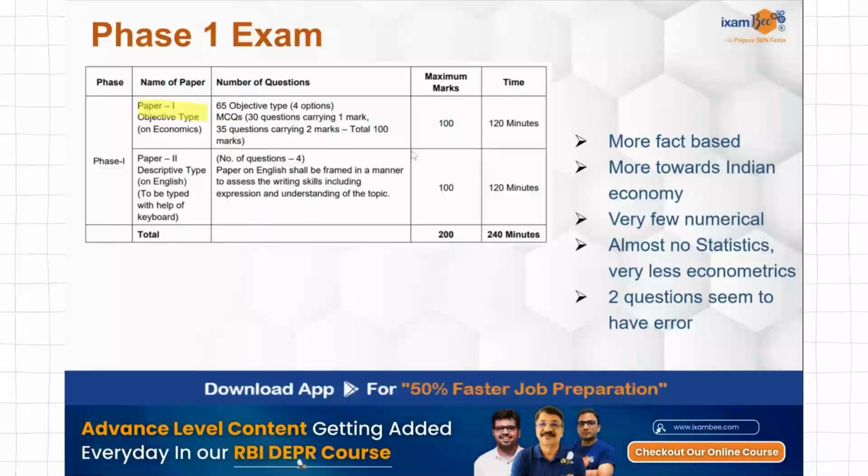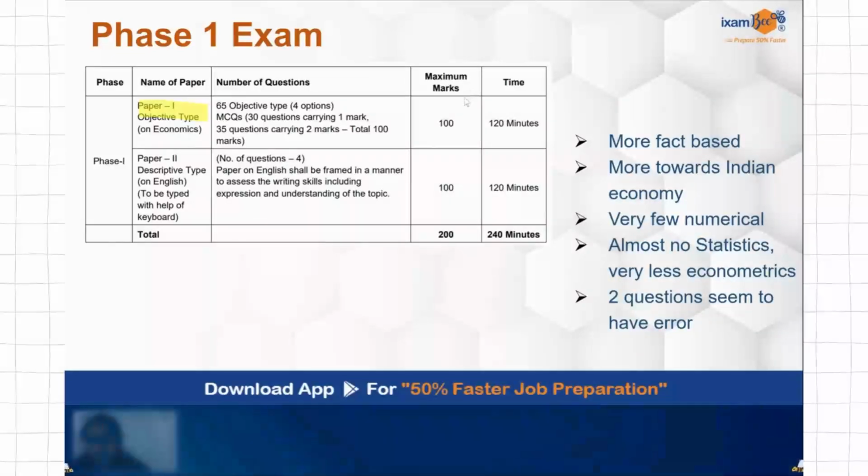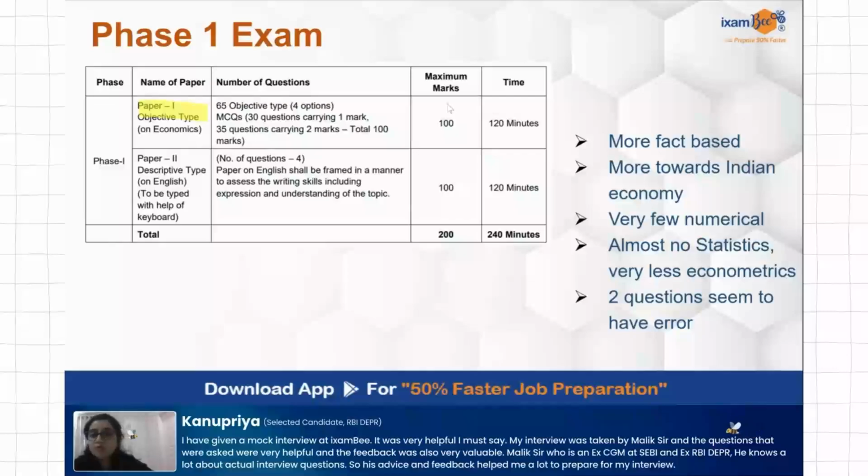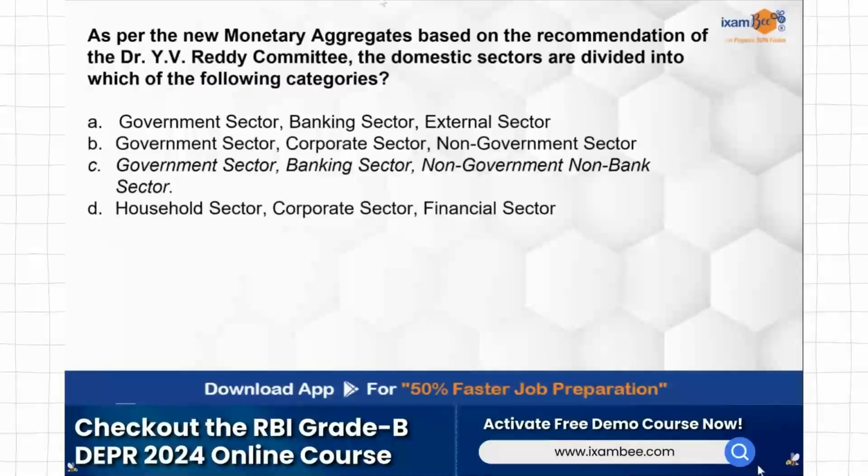Then there are two questions, and those two questions seem to have an error. These two are numerical-based questions, right? So this time, the overall picture is that many students are not so happy because of the recent change in trend. There are more fact-based questions, more towards the Indian economy, and very few thinking-based or numerical questions. Let's start with some of the questions.